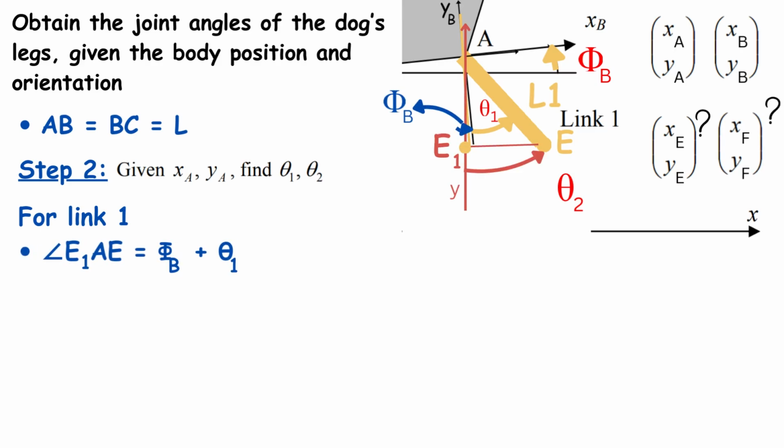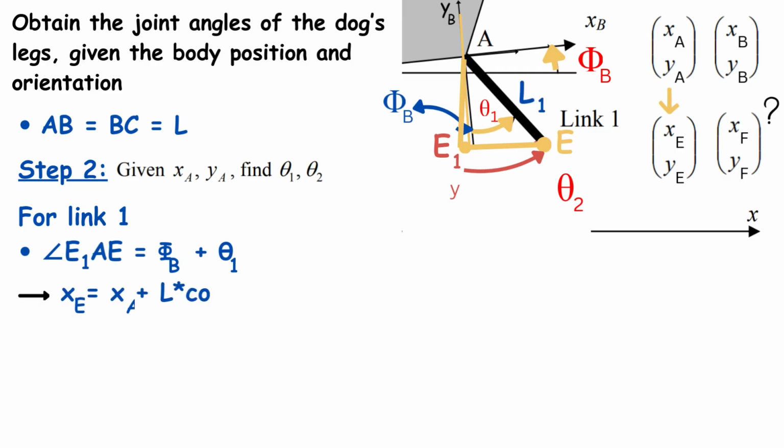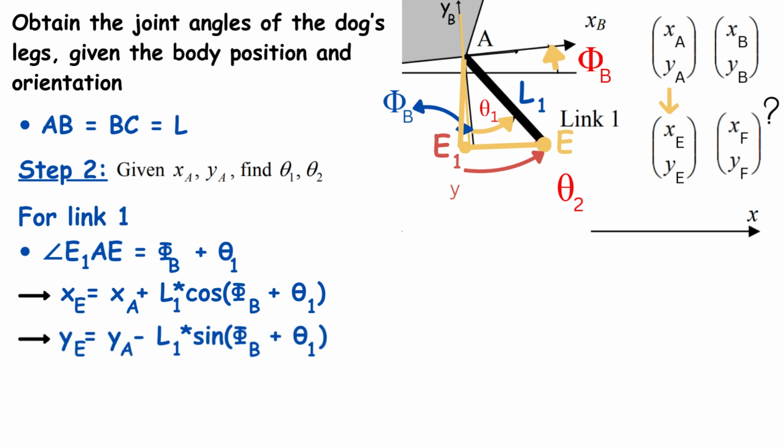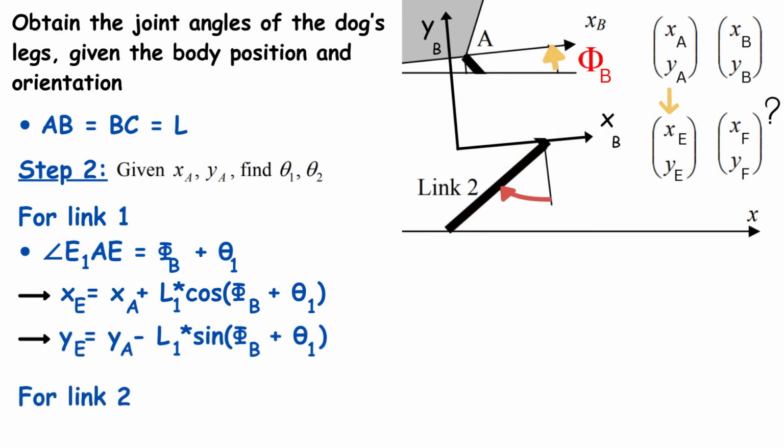From there, if we look at the geometry of the right triangle AEE1, we can write the coordinates of point E, x sub E, y sub E, in terms of point A's coordinates and link 1's length, L1, as x sub E equals x sub A plus L1 multiplied by the cosine of phi sub B plus theta 1, and y sub E equals y sub A minus L1 multiplied by the sine of phi sub B plus theta 1.